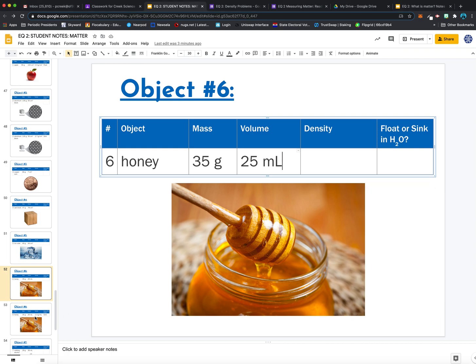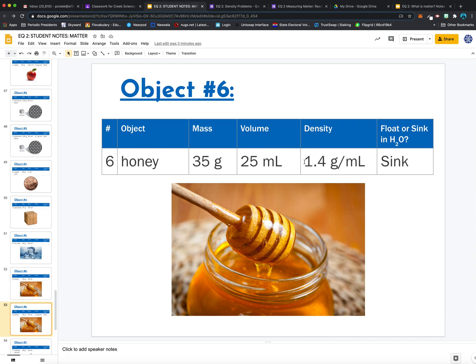All right, and this one is 1.4 grams per milliliter. It's not grams per cubic centimeter because our volume is in milliliters, not in cubic centimeters. Once again, because this object is liquid and not solid. And then, even though it's a liquid, it can sink or float in water.